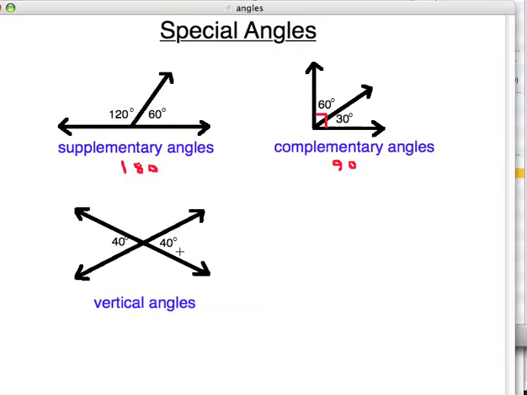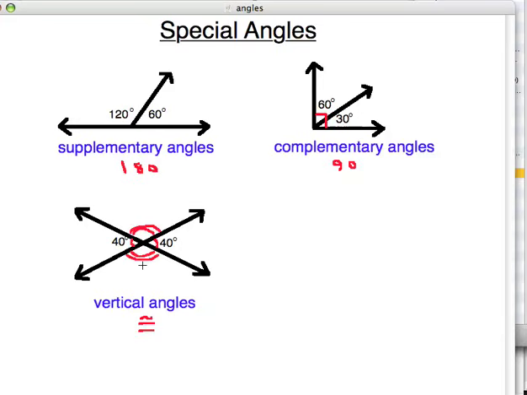Down here we have a pair of vertical angles. Vertical angles are angles across from each other in an X. And vertical angles are congruent. The symbol for congruence is an equal sign with a little squiggly line over it. And that means same size and same shape. Here we have a pair of vertical angles. They're both 40 degrees.